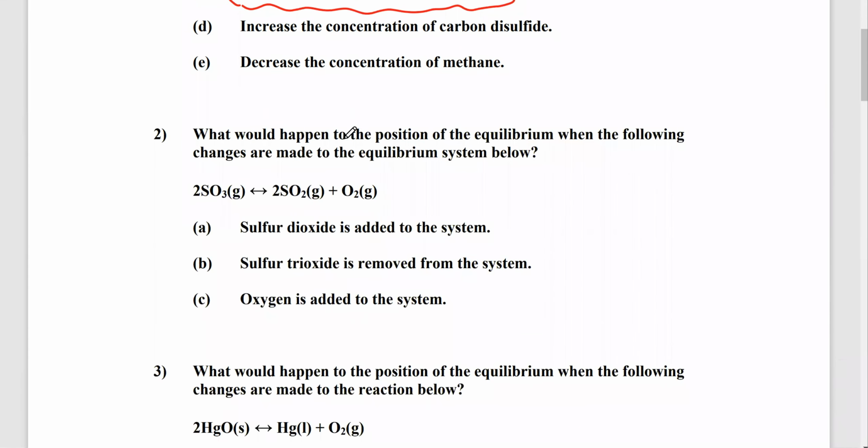Move to the next one. What would happen to the position of the equilibrium when the following changes are made to the equilibrium system below? If you add sulfur dioxide to the system, the equilibrium is going to move to the left. The second one is going to make it move to the left, and the third one is going to make it move to the left as well. So all are heading to the left.